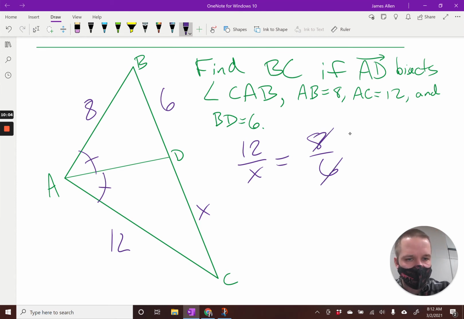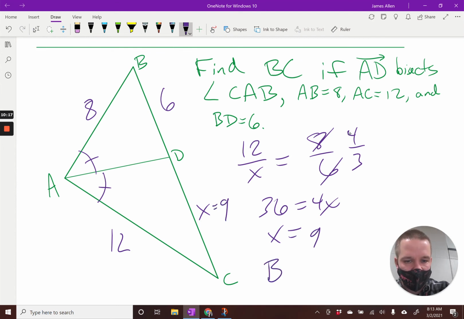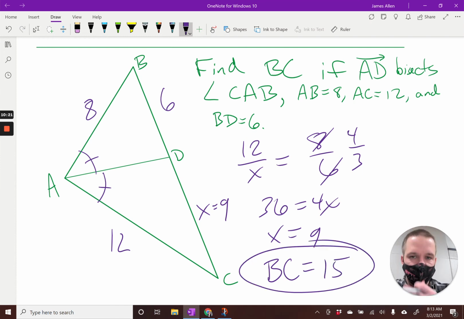I'm going to reduce this down to 4 over 3, and then I'm going to go ahead and solve. So I get 36 equals 4x, so x is equal to 9. So if this equals 9, the overall length of BC, what we wanted, gives me 15. Love it. Fantastic.